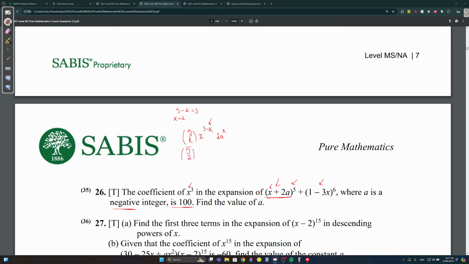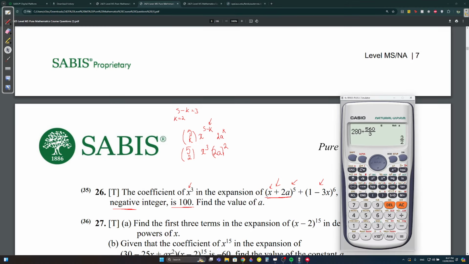So 5c2 x to the power of 5 minus 2, which is 3, 2a to the power of 3. Let's see. As they say, 2a to the power of 2, not 3. 5c2 should be 5, 10, right? 5c2, 10. Yeah, 10. So it's 10 times 2 squared, which is 4, right? And then a squared x cubed, which is 40 a squared x cubed. Okay, this is my first x cubed term.